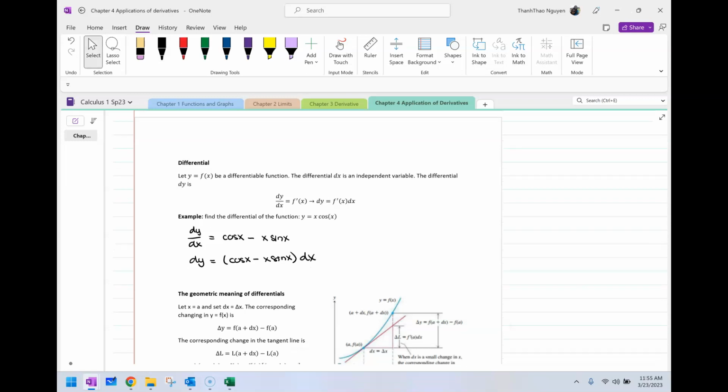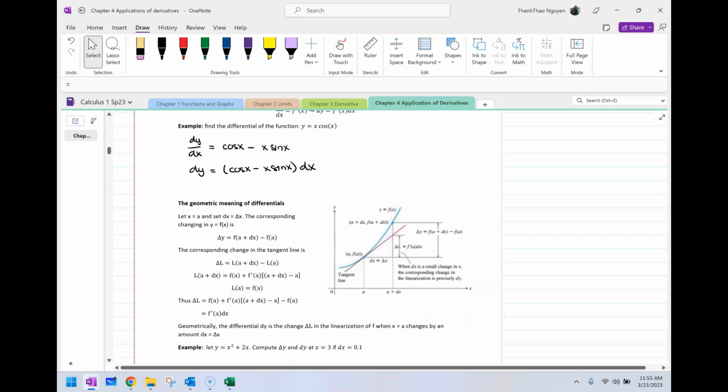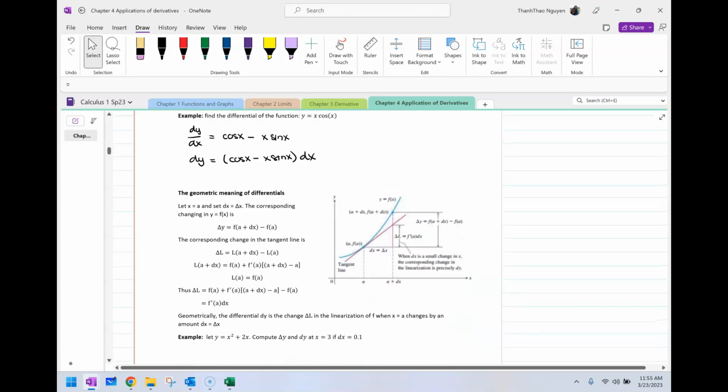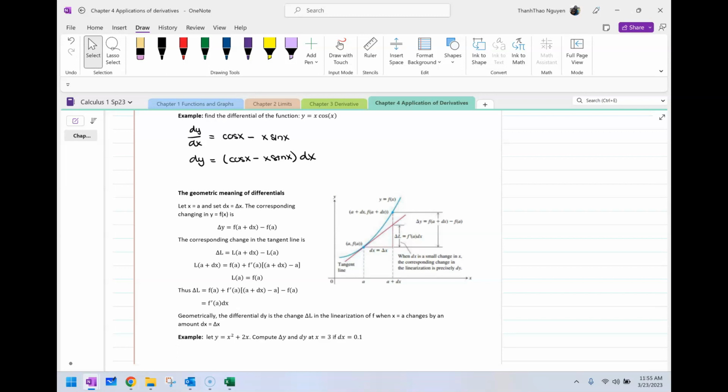And why do we want to talk about this? Let's take a look at the geometric meaning of the differential. Let x equal a, and we will let the change in x equal dx. So let's say we are given a curve f of x, this blue curve here, and its tangent line, the red one here, at this point f of a.